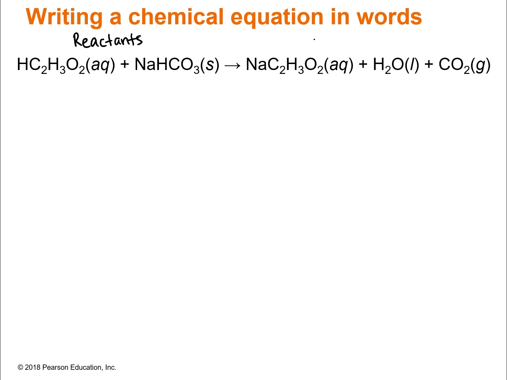On the right-hand side of the arrow, you've got your products. That's what you end up with. So if you're making brownies, you're going to have the flour and the cocoa powder and all that stuff. Those are your reactants, your ingredients. You mix them all up, you put it into a pan, put it in the oven. When you pull it out, your product is the brownie.